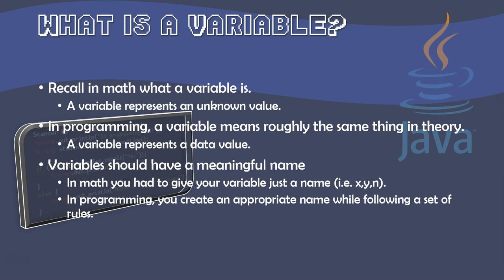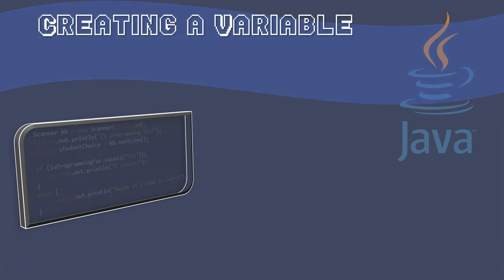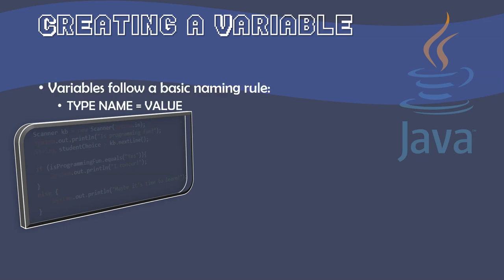Now, variables should have a meaningful name. All right. In math, we can just say, this is variable X, variable Y, N, M, whatever it is. But in programming, we create what are known as appropriate, meaningful names following sets of rules depending upon the programming language that we're working with. Now, how do we actually go about creating a variable if we can't just call it X, Y, and Z? Well, here's an example as we start looking at these different rule sets.